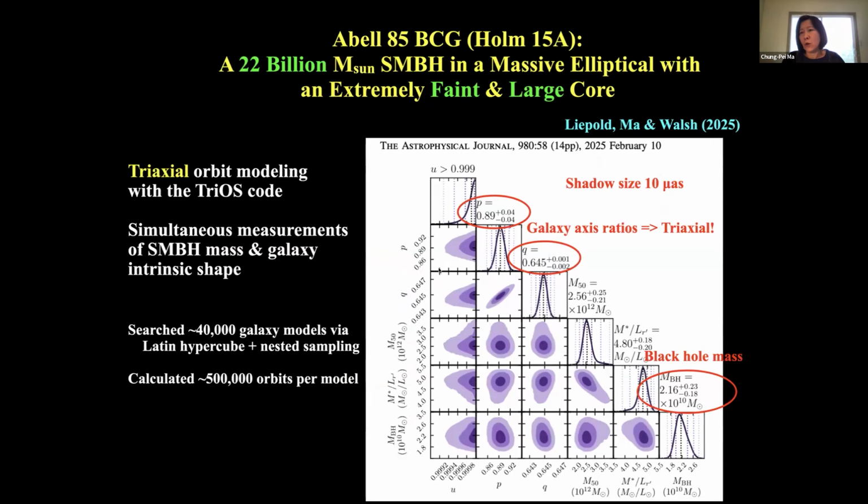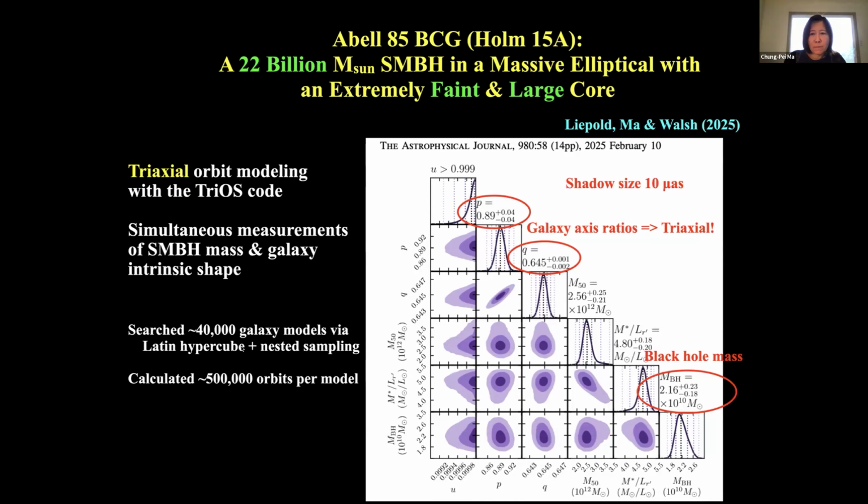Here is the final corner plot for this galaxy, from which I'm highlighting the black hole mass and the axis ratios for the luminous part of the galaxy, the stars. You can see the middle-to-long axis ratio is about 0.89, and the short-to-long axis ratio is about 0.645. So it is indeed triaxial. This is after searching through many models and using a smarter search optimization algorithm to speed up the calculation.